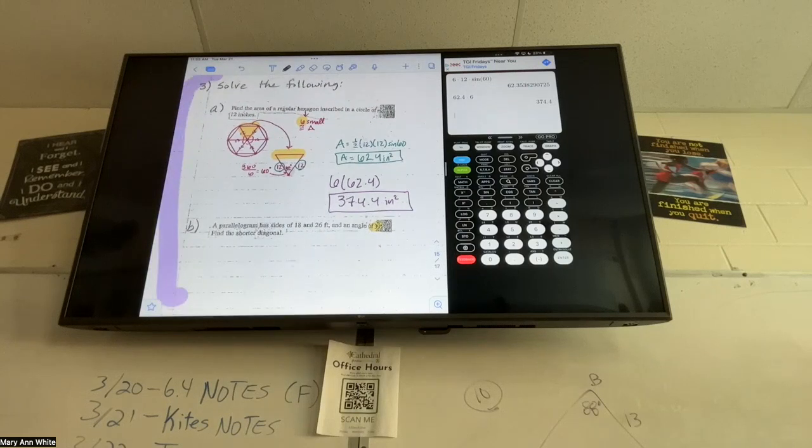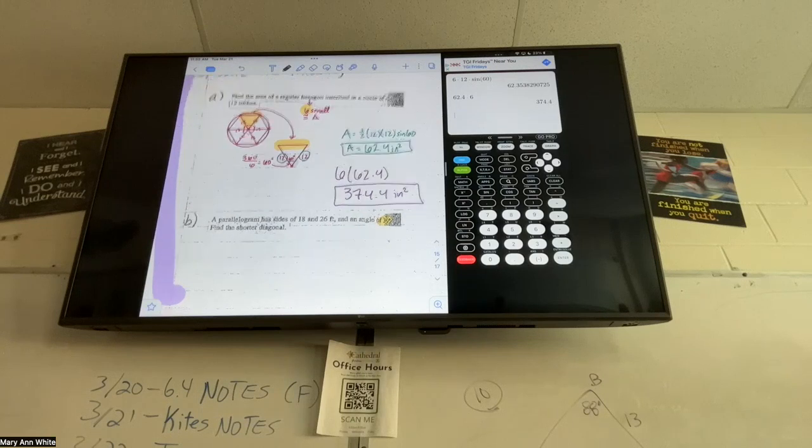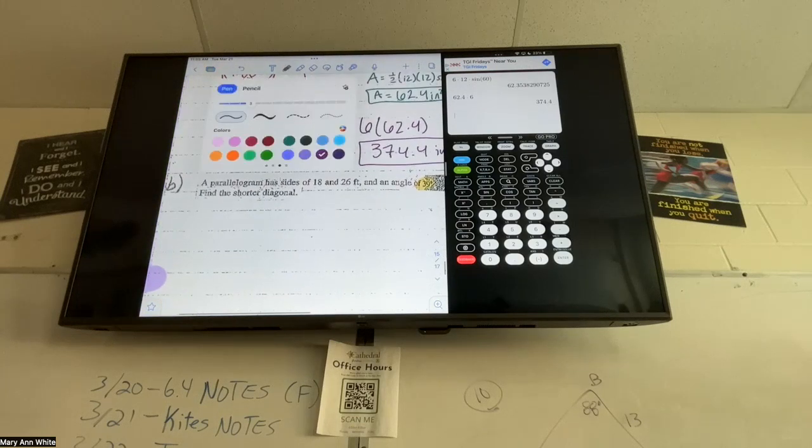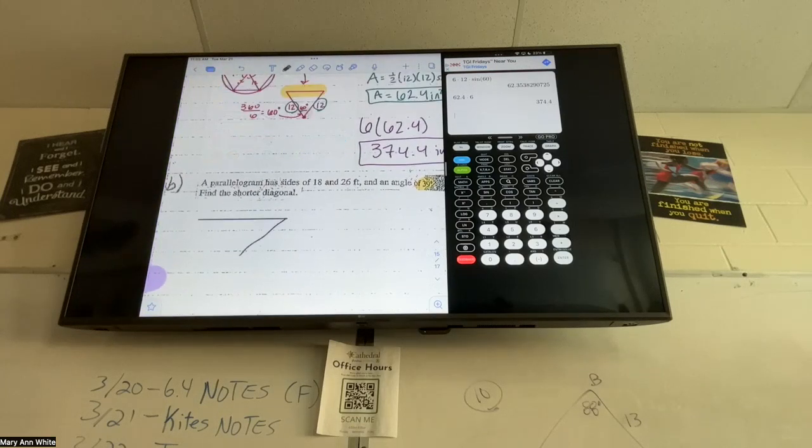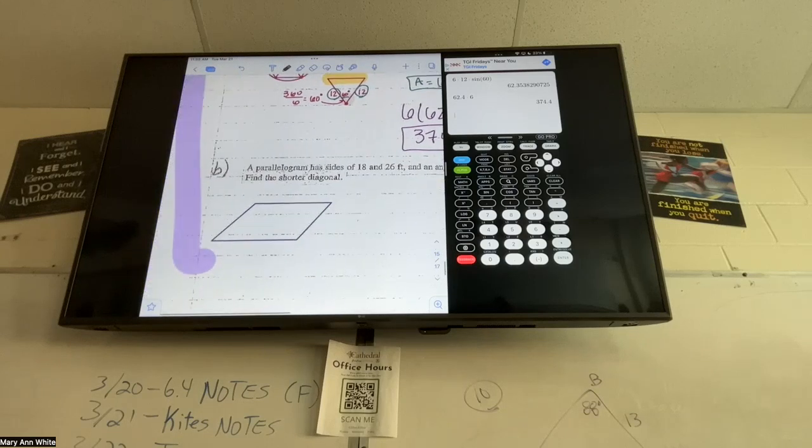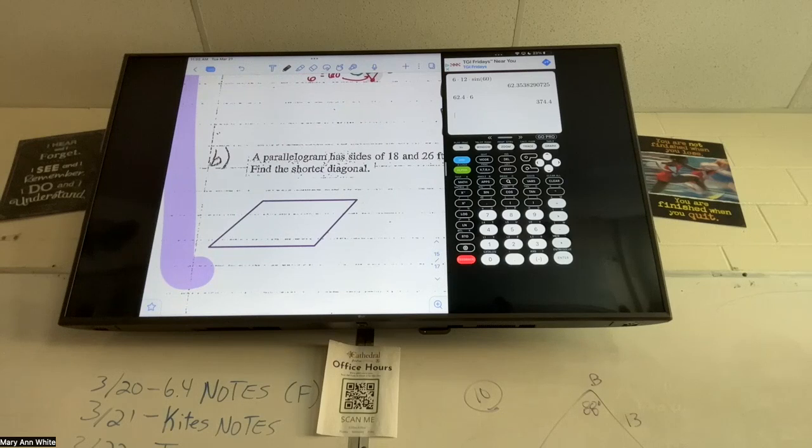It says a parallelogram has sides 18 and 26 and an angle of 39 degrees. Find the shorter diagonal. So let's draw ourselves a parallelogram. So it looks something like this. You remember all the way back to years and years ago when I taught you geometry, all that we know about a parallelogram is that the opposite sides are parallel. We know opposite sides are congruent. We know opposite angles are congruent. We know consecutive angles are supplementary.